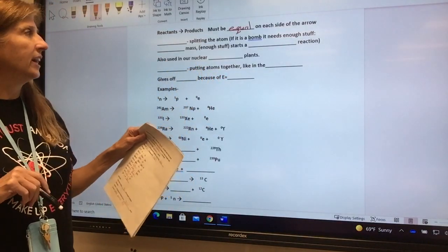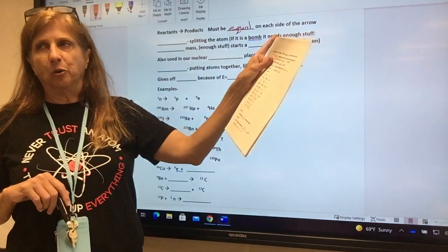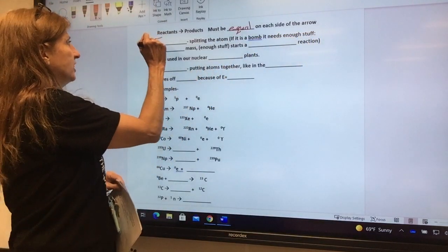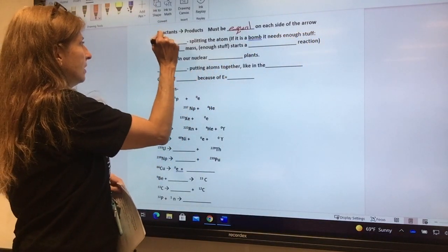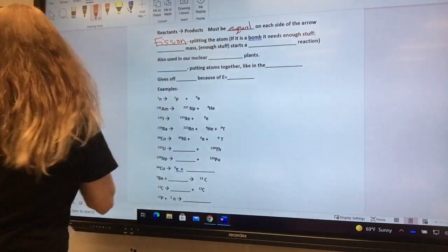The first one is what is splitting the atom, okay? This is fission. I think I hear someone. Fission.